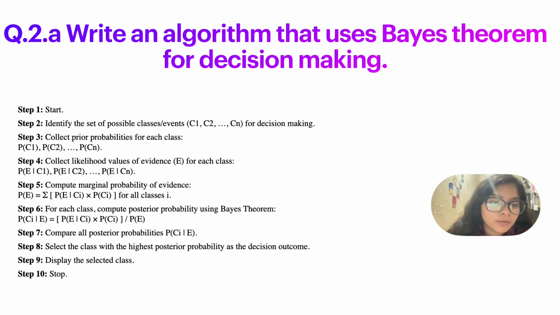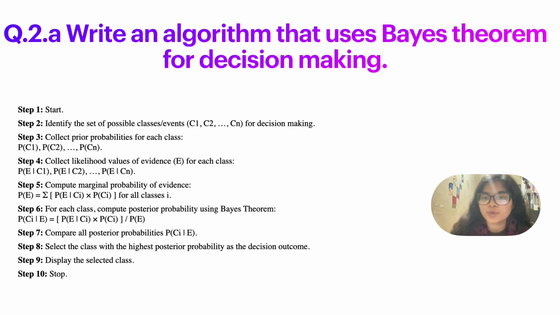In the next step, for each class we compute the posterior probability using Bayes' theorem, which is calculated this way: probability of class I with respect to E is equal to probability of E with respect to class I times probability of class I divided by probability of evidence. Now we compare all the posterior probabilities, and the one with the maximum value will be the chosen category to be filled in place of the missing value. This is all to be done in Bayes' theorem.